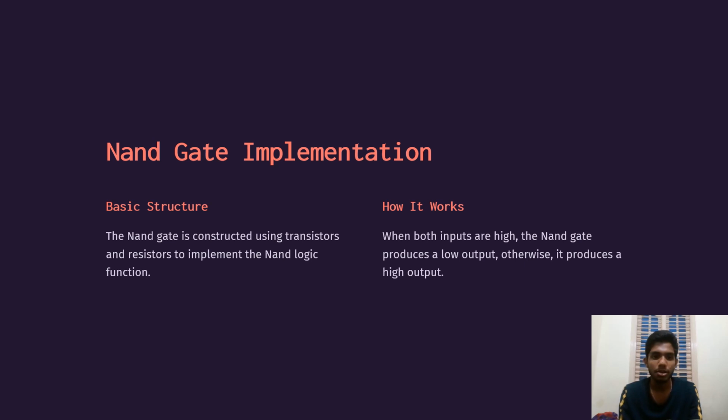The NAND gate implementation. Basic structure. The NAND gate is constructed using transistors and resistors to implement the NAND gate logic function. How it works. When both inputs are high, the NAND gate produces a low output. Otherwise, it produces a high output.